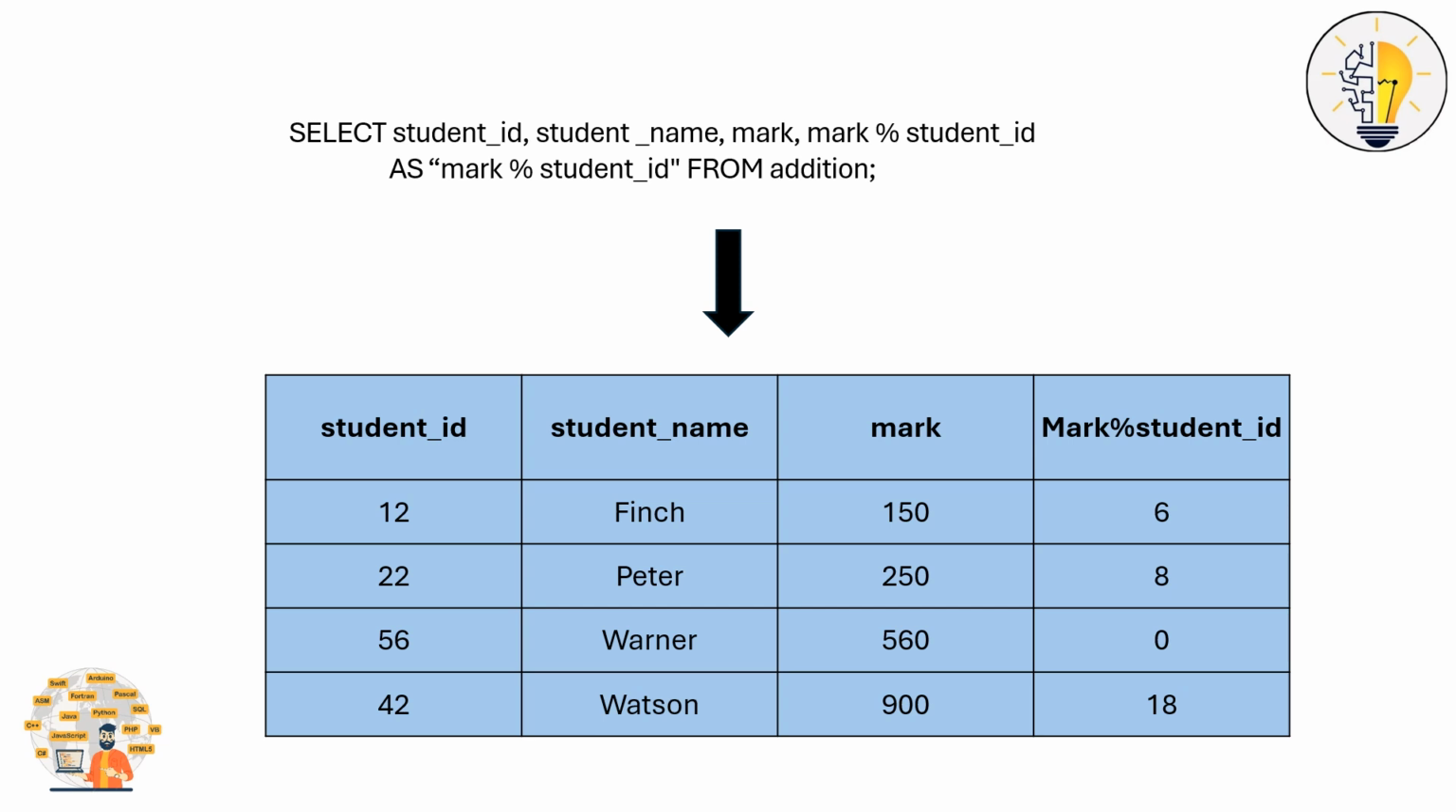So the remainder becomes 6. 250 divided by 22. Obviously the remainder will be 8. 560 divided by 56. Yes, 0. 900 divided by 42. If you divide and see, you could see the remainder will be 18. So the remainder value will be specified here, which is nothing but the modulus of the two columns, that is mark and student ID. So this is the modulus operation happening between two columns.